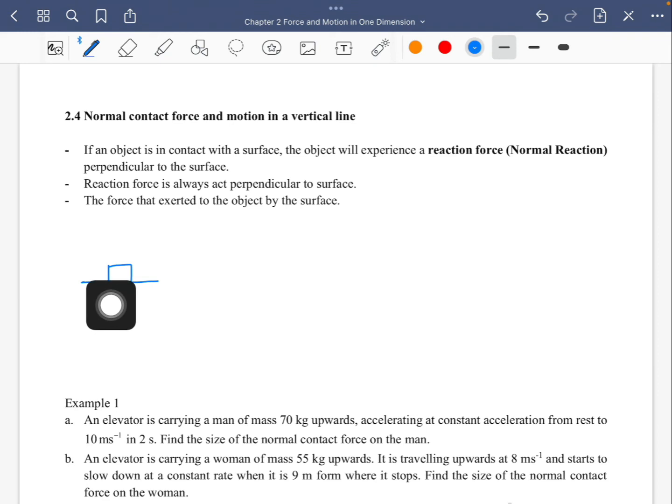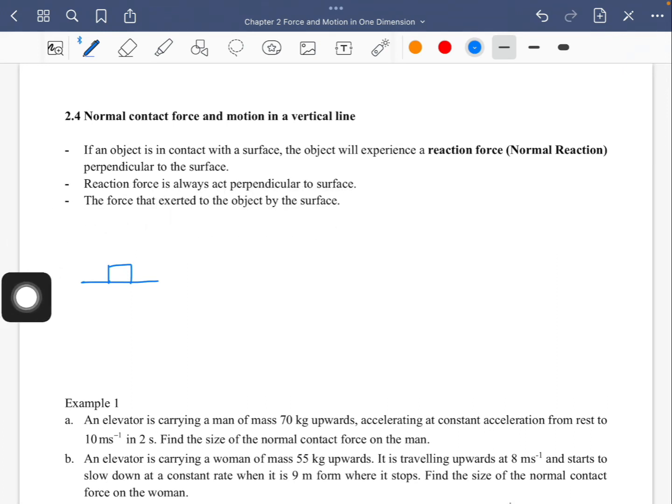Basically, at the bottom of the object we have surface contact with the floor surface, so that means there will be a reaction force. The other name is reaction force here. So as you can see here, if an object is in contact with a surface, the object will experience a reaction force, known as normal reaction force. And the direction of normal reaction force is always perpendicular to the surface. As I put in this note, reaction force is always perpendicular to surface.